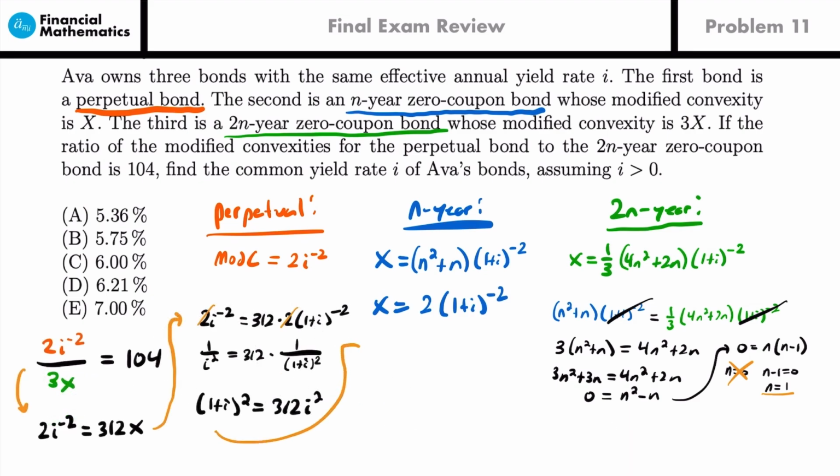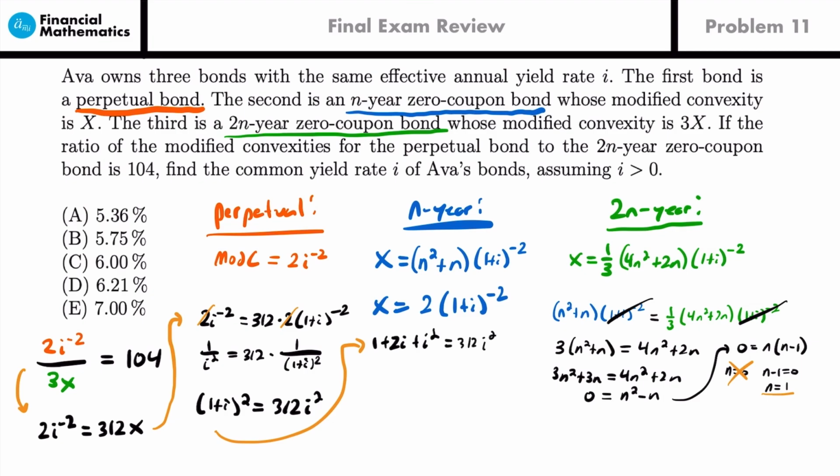If we continue our work up here, let's square this quantity. I'm going to do it the quick way: square the first term, so we'll get 1. Then multiply the two terms together, and then multiply them by 2. So 1 times i is i, times 2 will give us 2i. And then square the last term. i squared is, of course, i squared. And that will be equal to 312 times i squared.